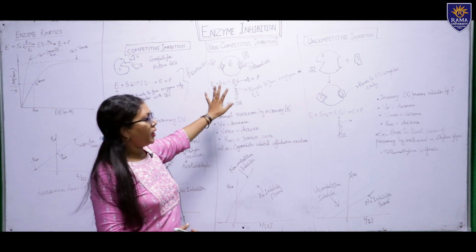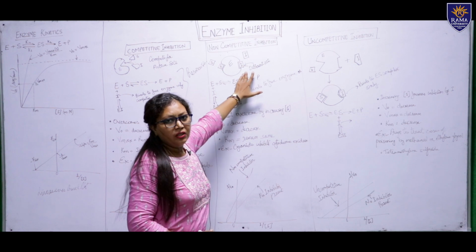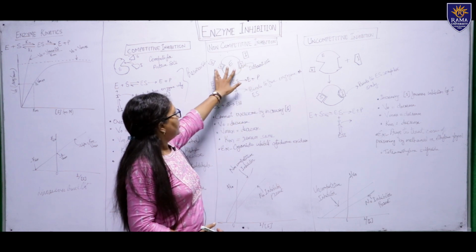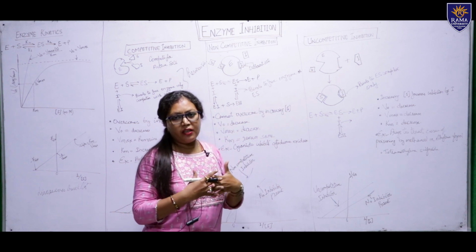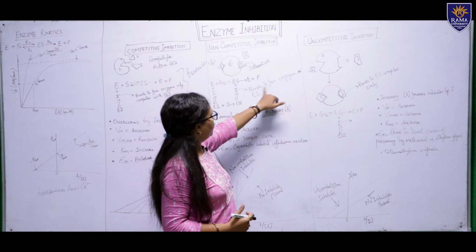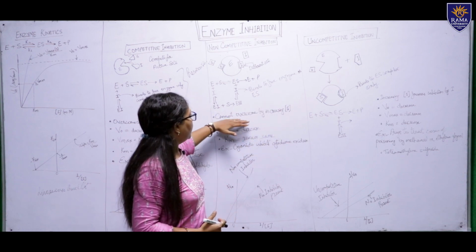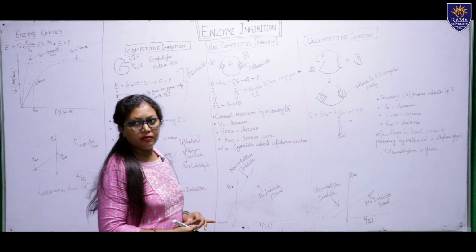Because of the formation of the ESI complex, the product will not be formed, as no interaction is possible. This changes the shape of the enzyme, due to which the maximum interaction between the substrate and the enzyme is impossible. Because of this, it cannot be overcome by increasing the substrate concentration.